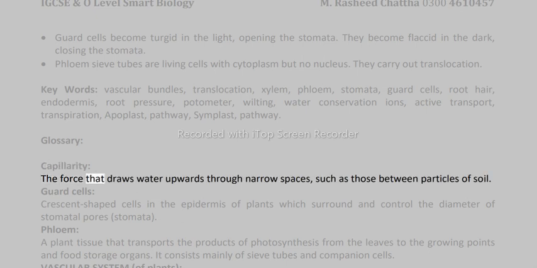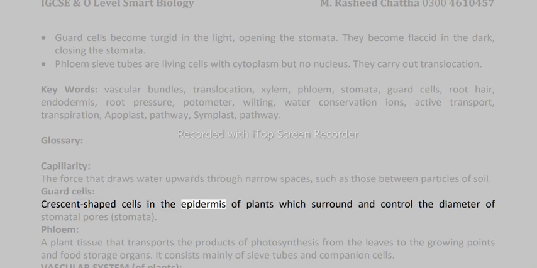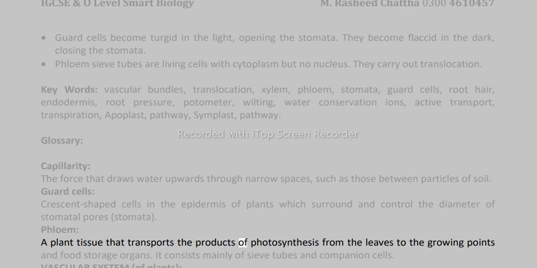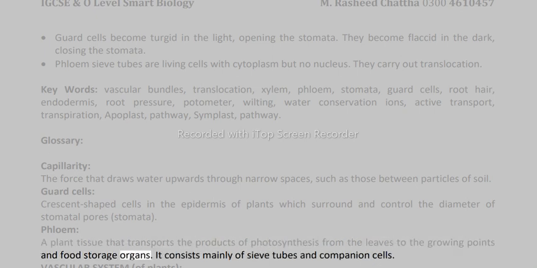Capillarity, the force that draws water upwards through narrow spaces, such as those between particles of soil. Guard cells, crescent-shaped cells in the epidermis of plants which surround and control the diameter of stomatal pores, stomata. Phloem, a plant tissue that transports the products of photosynthesis from the leaves to the growing points and food storage organs. It consists mainly of sieve tubes and companion cells.